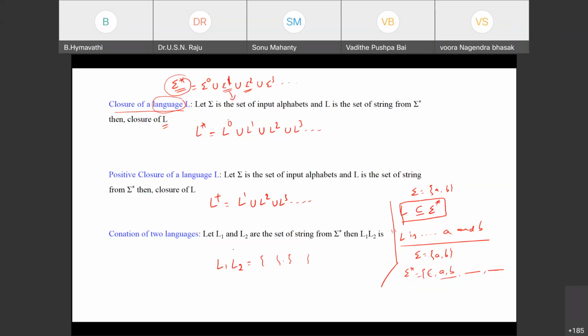Okay. So how do you define L1 L2? L1 L2 equals xy such that, can you complete it? Such that x belongs to L1 and y belongs to L2. Simple. Only as I'm writing it in a formula, you just need to understand that.